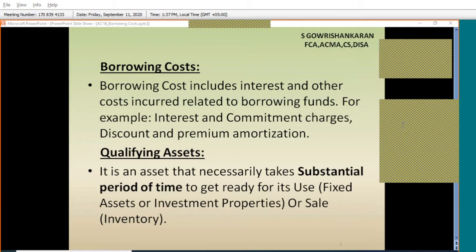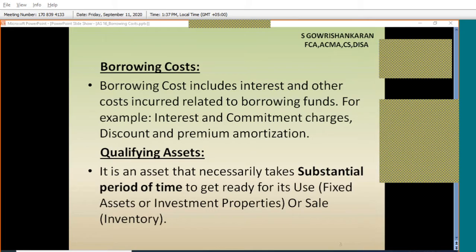We have to test the product whether it is a qualifying asset or not a qualifying asset. That is also a job of a professional accountant. Okay. So why am I discussing this point? For capitalizing the interest, you should know whether it is a qualifying asset or not. That is the first condition. If it is a fixed asset or current asset, the only thing is whether it will take a substantial period of time or not to get ready for its use. That is what is required.